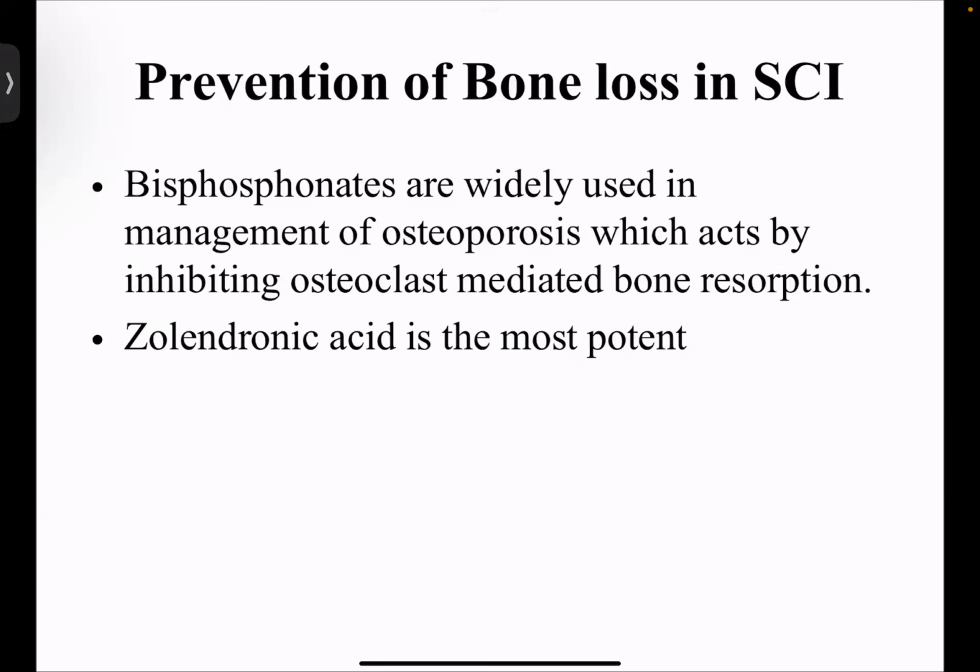Now, coming to how to prevent bone loss in spinal cord injury. Just coming to the drugs, bisphosphonates are widely used in the management of osteoporosis in post-menopausal patients as well as in secondary osteoporosis, like spinal cord injury osteoporosis. They inhibit osteoclast-mediated bone resorption. And we know that zoledronic acid, a third generation bisphosphonate, is the most potent.